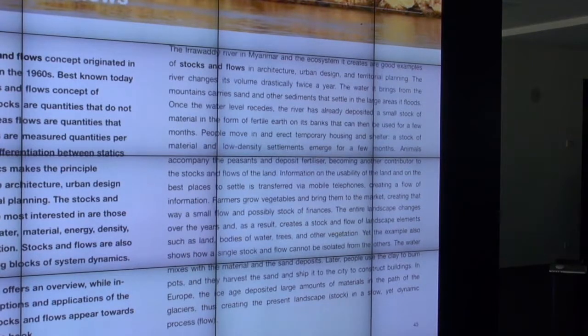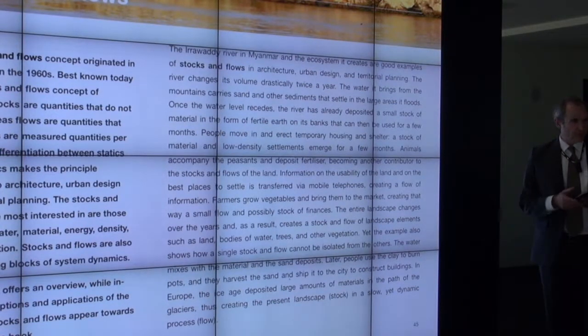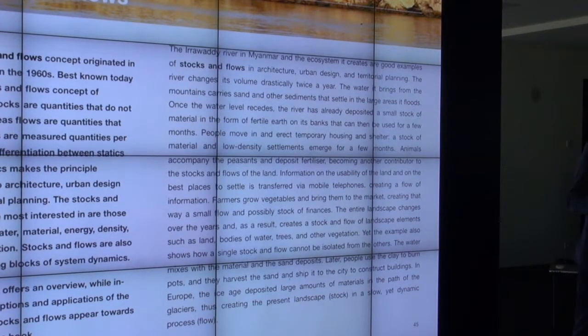The concept originated in the 1960s, as I said before, and is best known for finances. Stocks are quantities that do not move, and flows are quantities that do move. The flows are measured quantities per time. The differentiation between statics and dynamics makes the principle applicable to architecture, which we quite often see as a static art or product, but it is in fact very dynamic. And a city is even more dynamic.